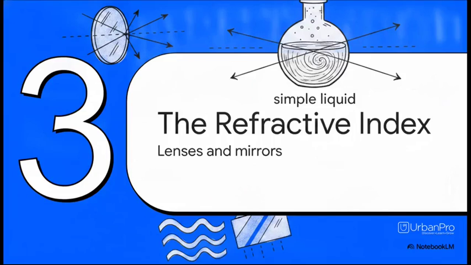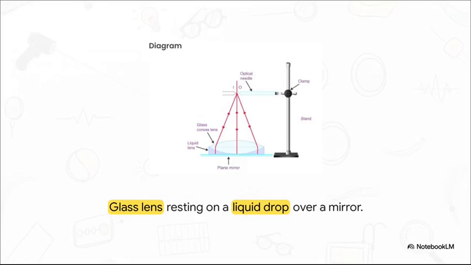our focal length. Okay, welcome to Station 3, measuring the refractive index using lenses and mirrors. This is honestly one of my favorite setups. Take a close look here. First, we lay a flat plane mirror flat on our bench. Next, we drop a tiny bit of liquid, let's just say water, right in the center of that mirror. Finally, we place our glass convex lens gently on top of the liquid.